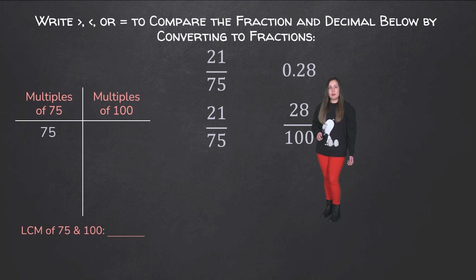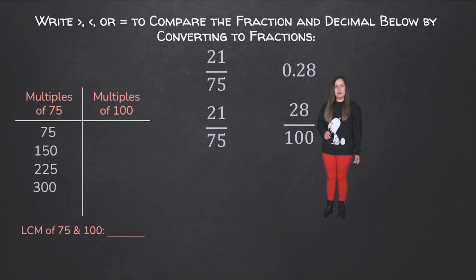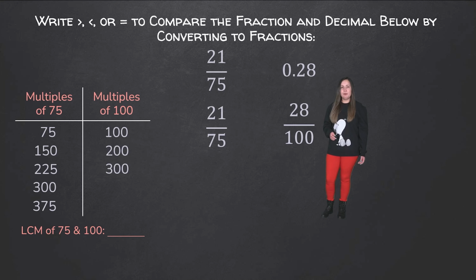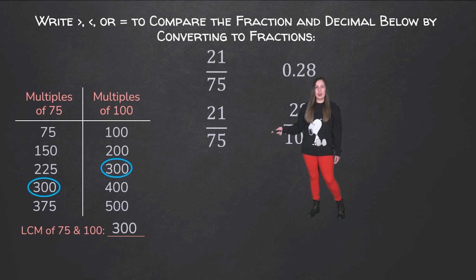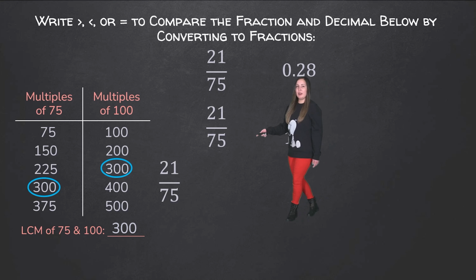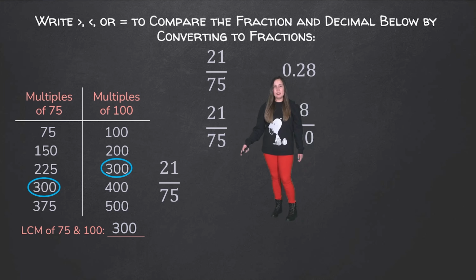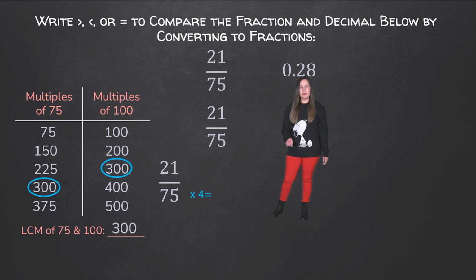So our multiples of 75 are 75, 150, 225, 300, 375, and so forth. Our multiples of 100 are 100, 200, 300, 400, 500, and so forth. So the least common multiple is 300. So we have to go ahead and multiply our denominator by a number that would give us 300. So 75 times 4 would give us 300.